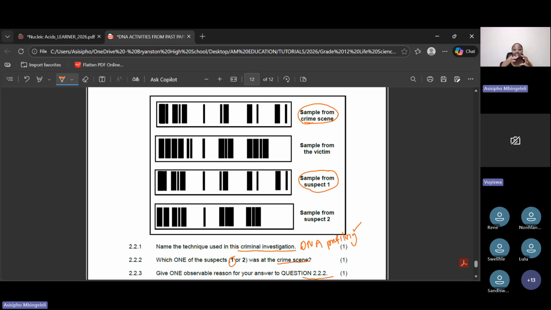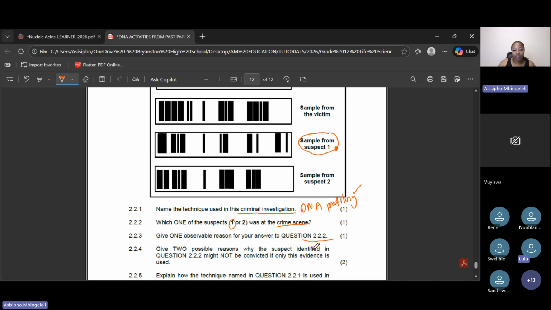Okay. All the DNA bands or bars of suspect 1 match the DNA bands found at the crime scene. That's a mark. Okay. Yes, ma'am, thank you.